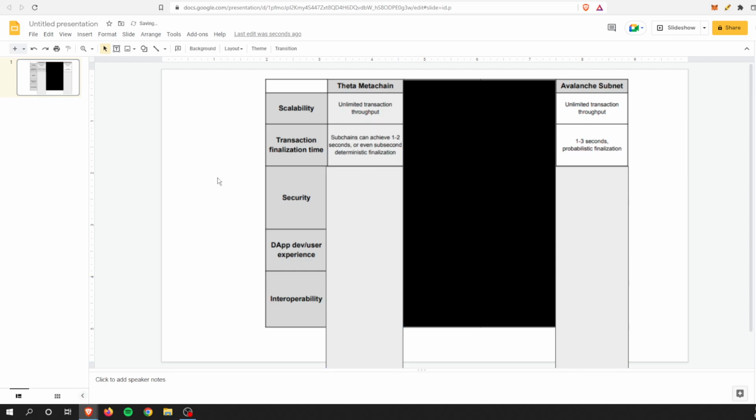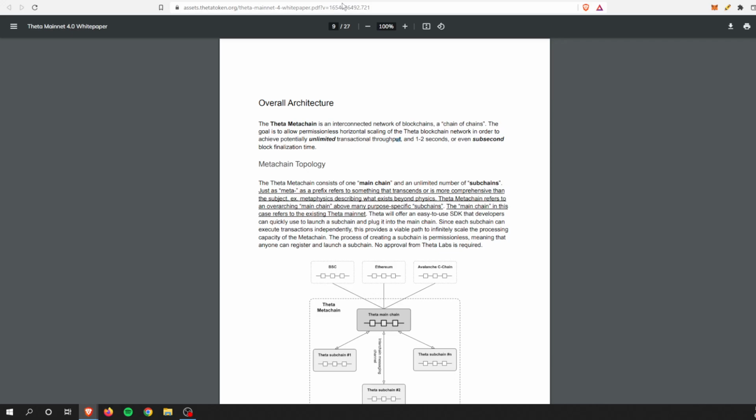And then transaction for the Mainnet 4.0, the subchain is 1 to 2 seconds or even sub-second finalization. So very, very similar to Avalanche. And if we go to the white paper, once again, the same paragraph that talks about unlimited transactional throughput, we can also see that there is 1 to 2 second or even sub-second block finalization time, which is great to see. Both Avalanche and Theta, they are doing things correctly with having these super fast speeds.